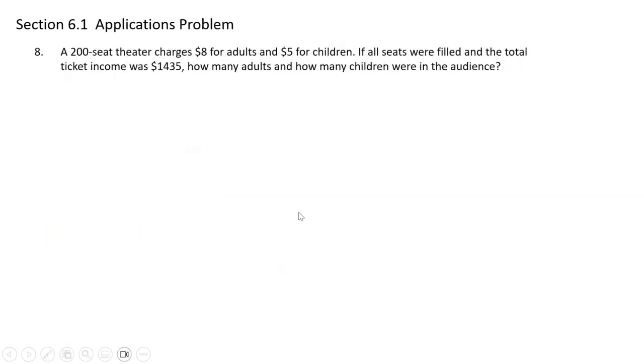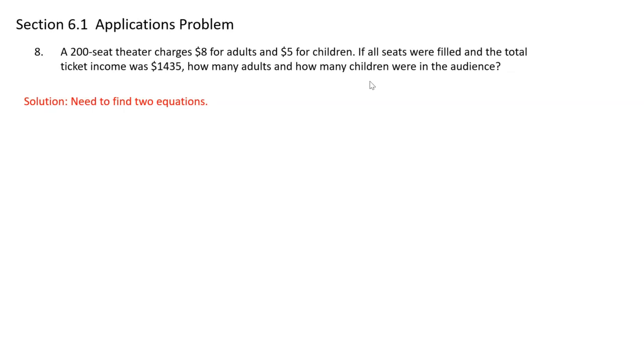Okay, now this is how you apply these types of problems in real life. This is number 8. It states a 200-seat theater charges $8 for adults and $5 for children. If all seats were filled and the total ticket income was $1,435, how many adults and how many children were in the audience? So this is how I approach this problem.